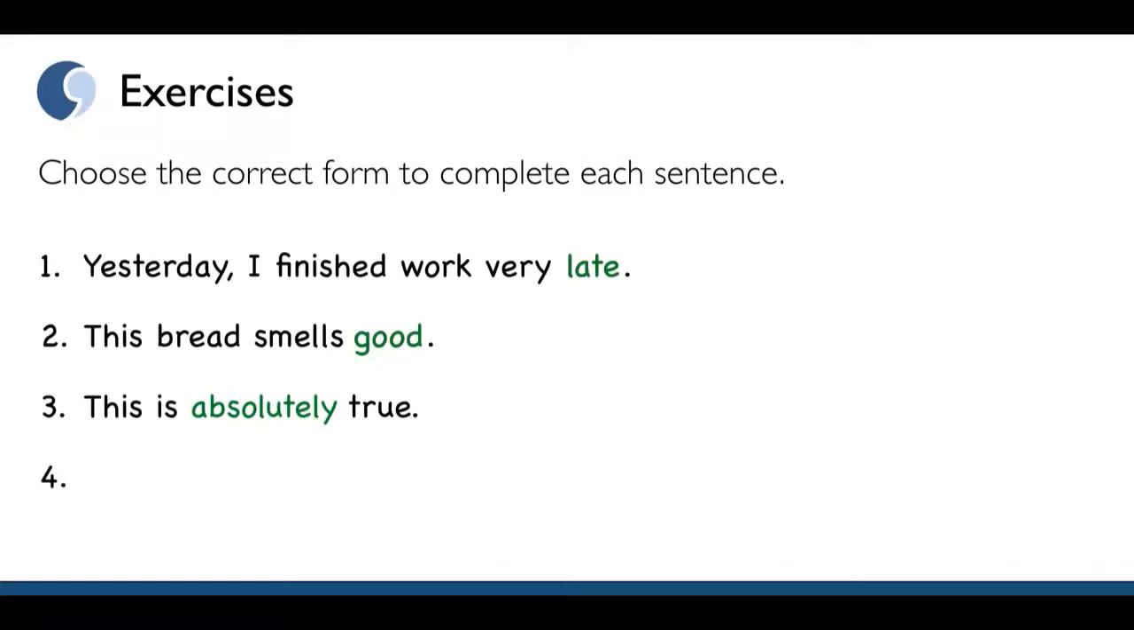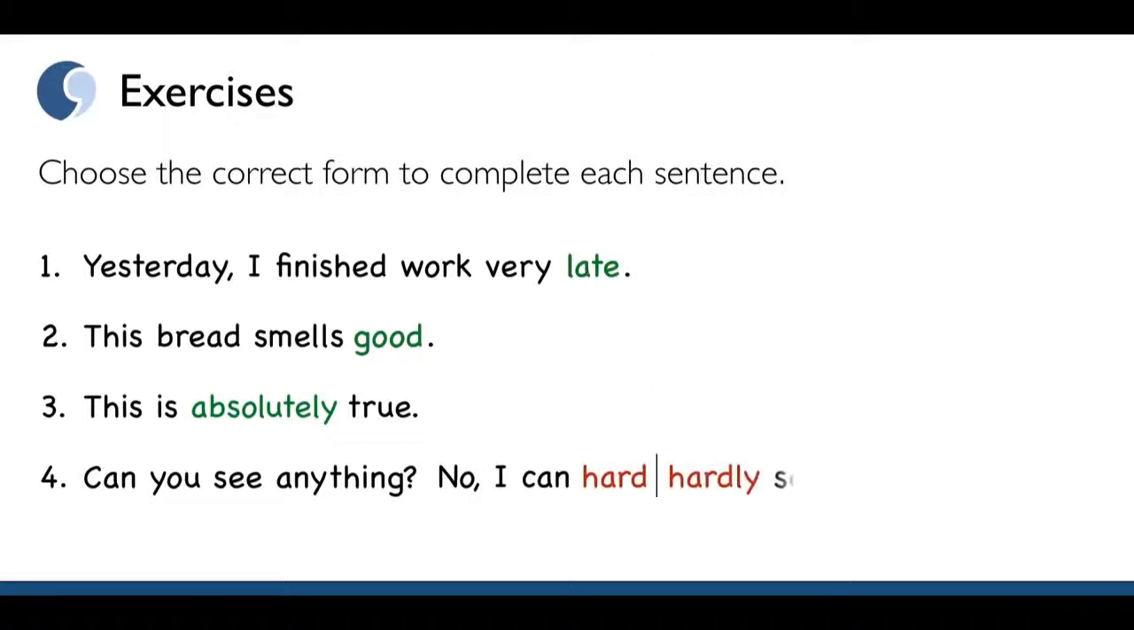Number 4. Can you see anything? No, I can see anything. We're giving a negative answer. Therefore, we need the negative word hardly. No, I can hardly see anything.